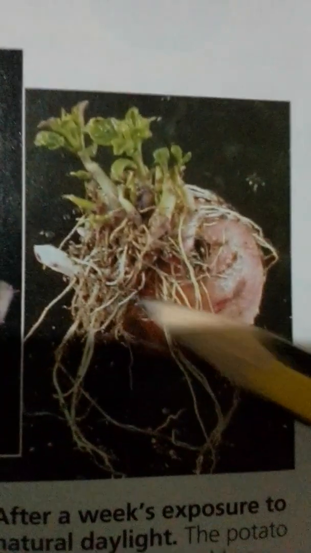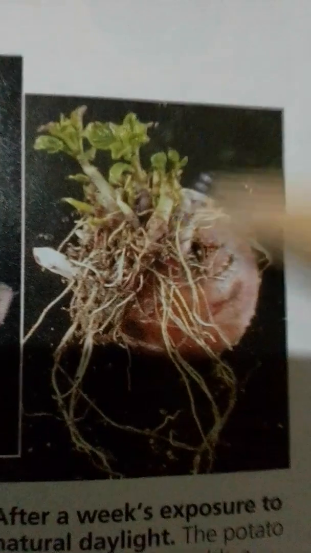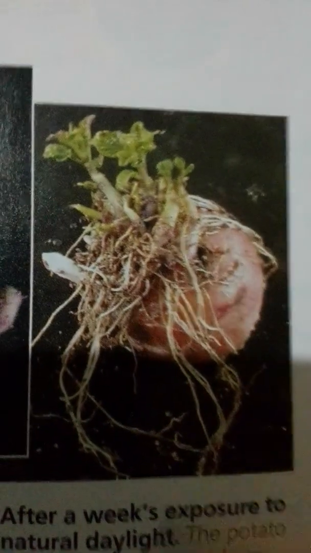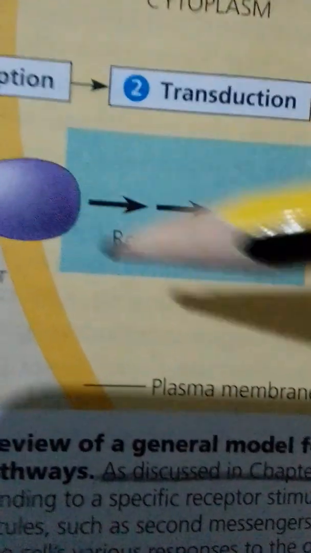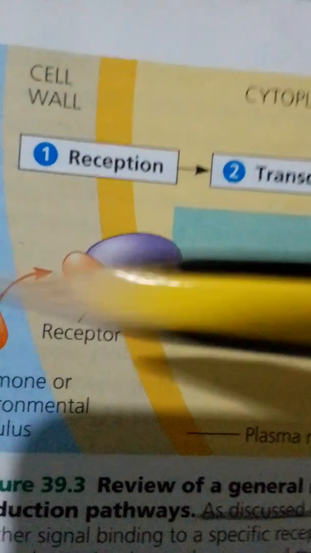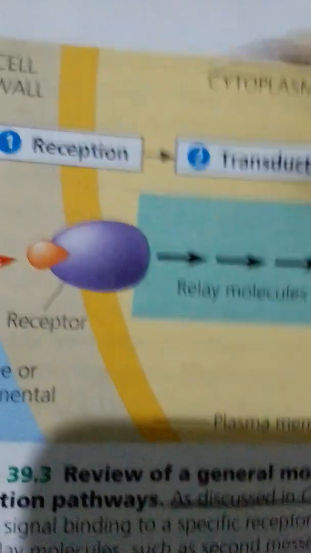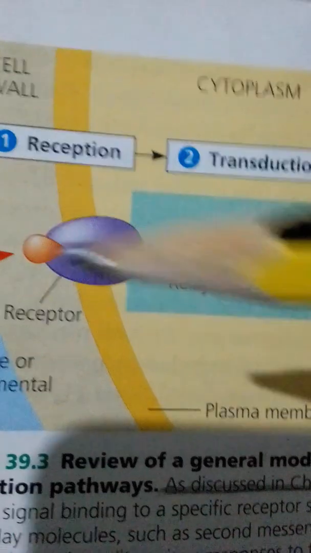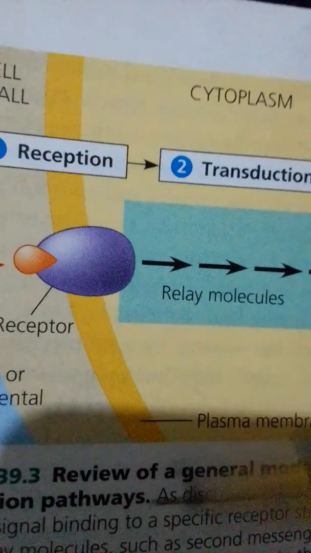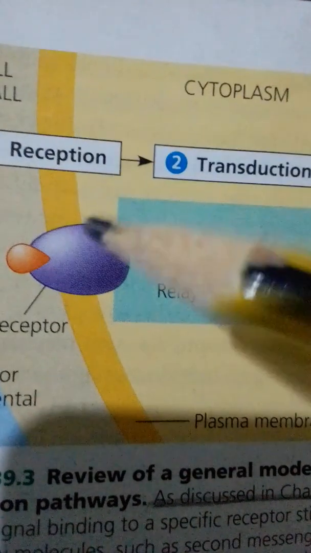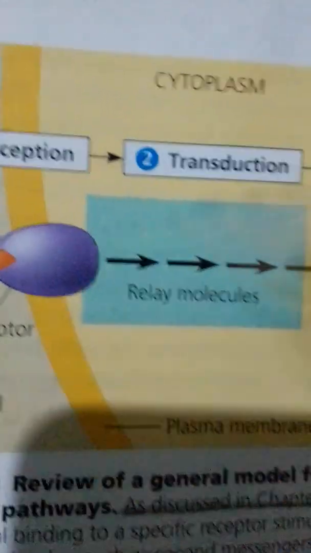This transformation begins with the reception of light by a specific pigment, phytochrome. This represents also a review of the general model for signal transduction pathways. A hormone or another signal binding to a specific receptor stimulates the cell to produce relay molecules such as second messengers. These relay molecules trigger the cell's various responses to the original signal.